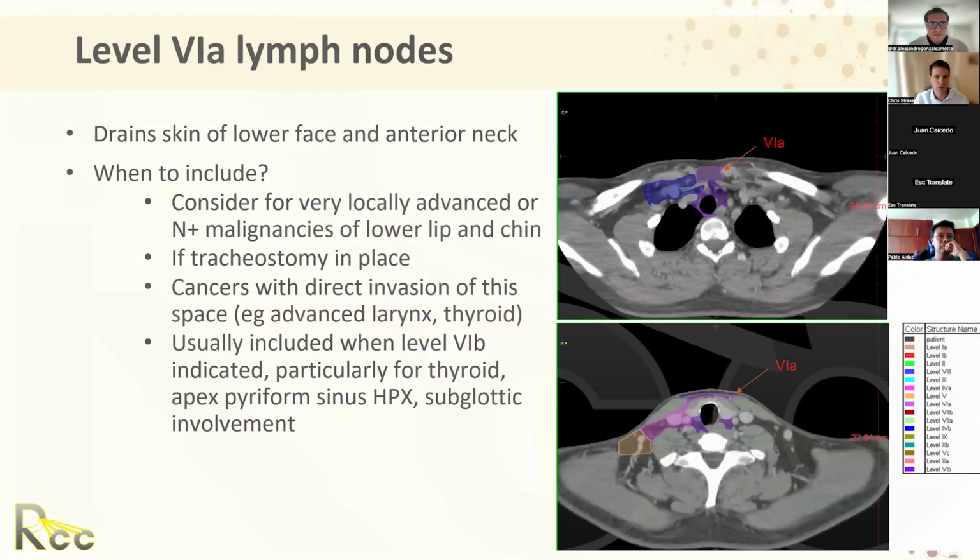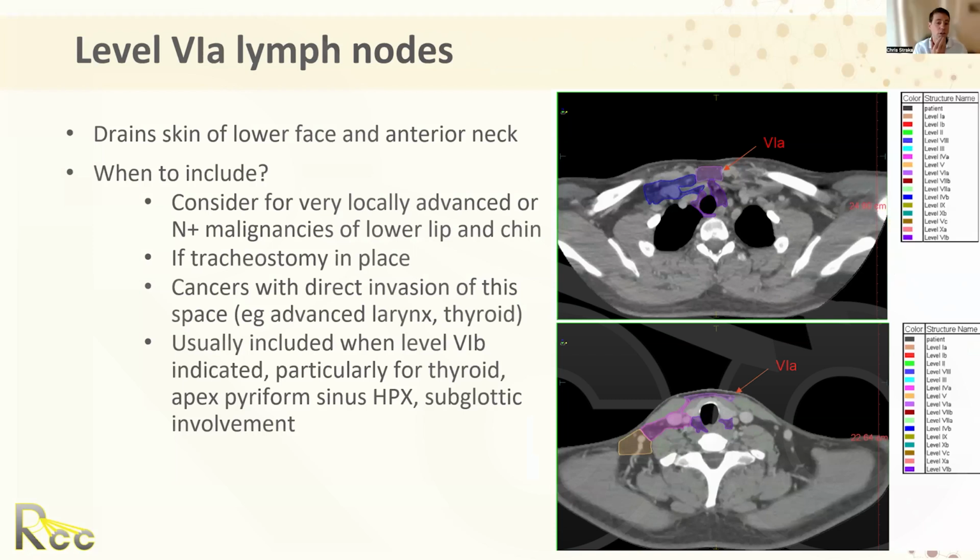Level 6A lymph nodes drain the skin of the lower face and the anterior neck. There are several situations when you will need to include these. For very locally advanced, or particularly for node positive cancers of the lower lip or chin, which are rare but happen, these actually can be a first echelon of nodal drainage. They typically would pass through 1A or 1B on the way down, but you can get skipped passes all the way down, so you'd want to include it in those situations.